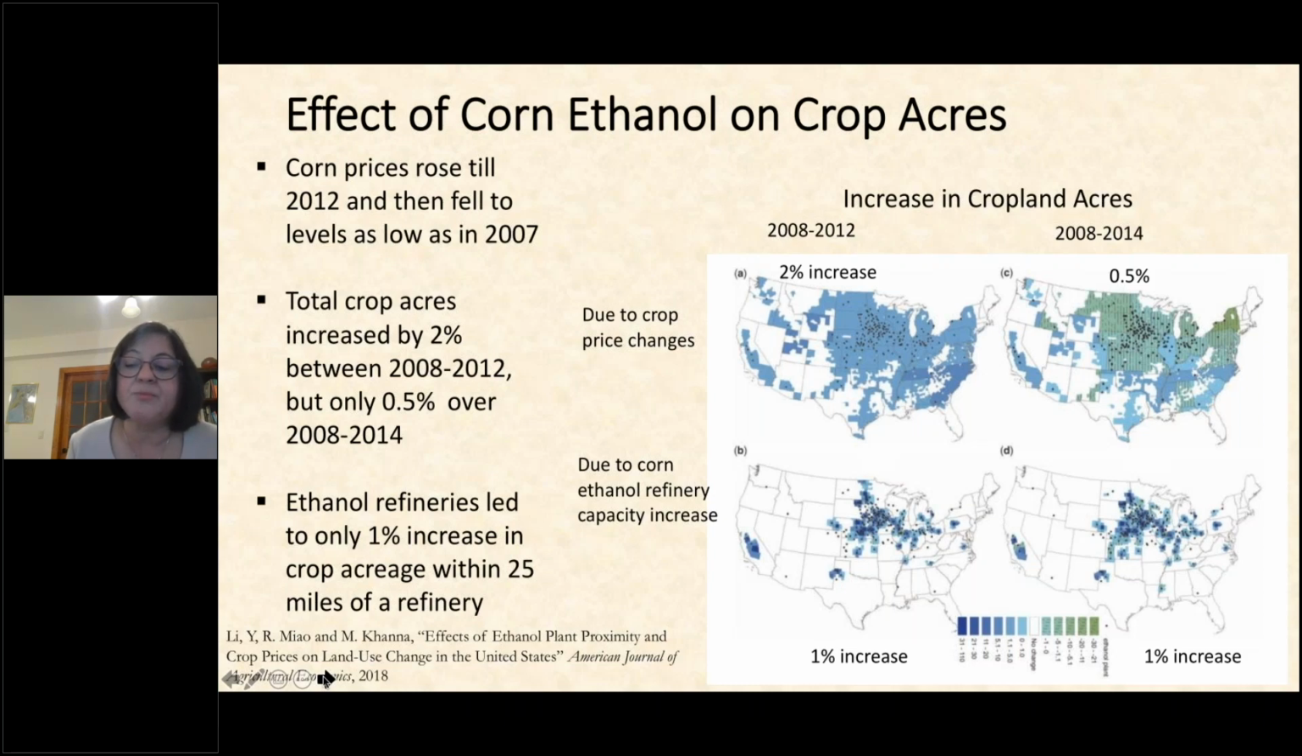The bottom two maps show about a 1% increase in cropland because of being located close to corn ethanol refineries. Next slide, please.